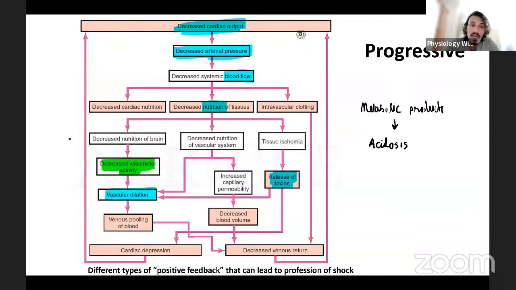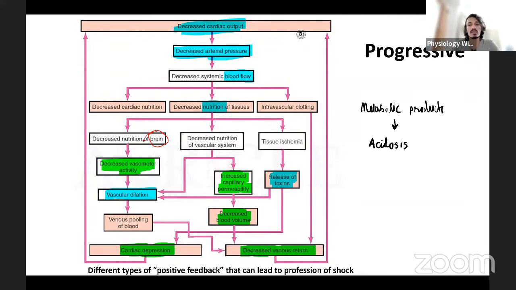Okay, when this happens to the brain, that by itself can result in the vasomotor activity which is coming from the brain, resulting in vascular dilation. Increased capillary permeability can also be there, so the blood fluid goes into the interstitial fluid instead. Blood volume again decreases. As a result of all of that, what is going to happen? Your venous return is going to decrease.